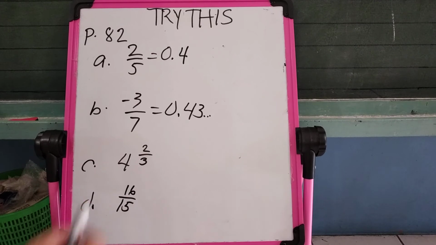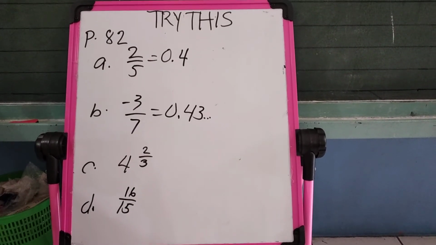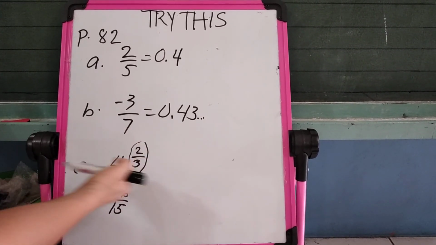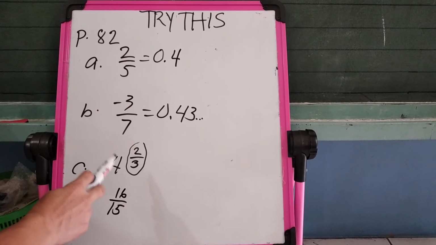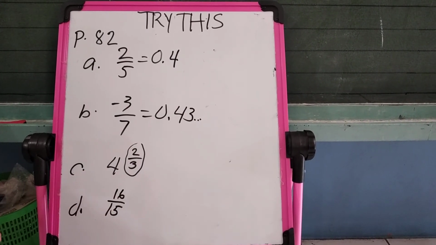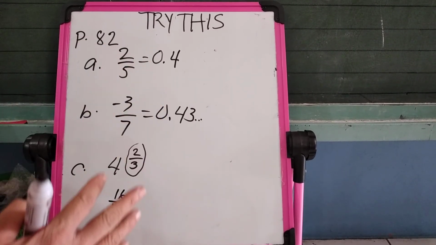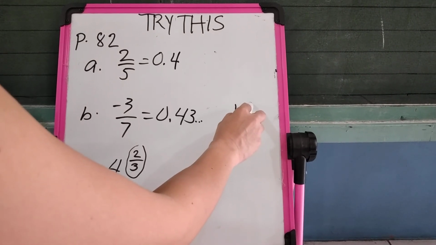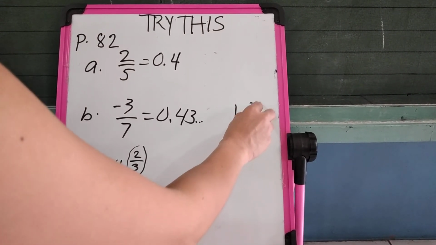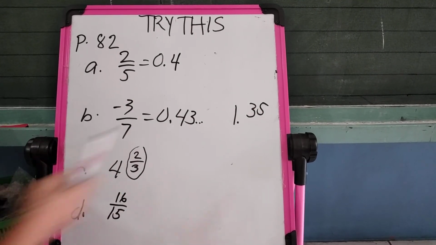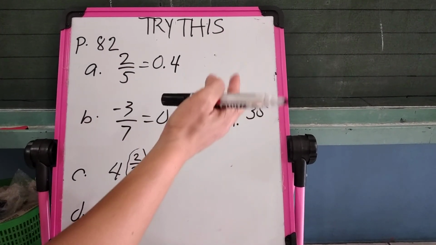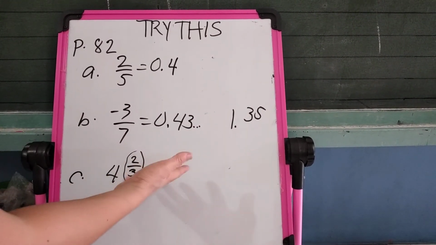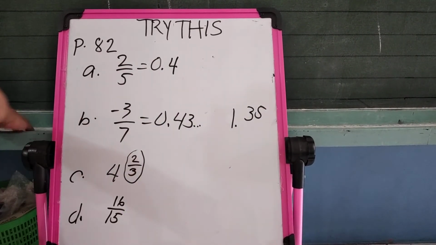Okay, next, we have a mixed number. I have a technique here. If it's a mixed number, just convert the fraction. Because if we read this, it is read as 4 and 2/3. So remember, in decimal, 1 and 35 hundredths, right? That's how we read it. 1 and 35 hundredths. And here the decimal point is like a separation between your whole number and the decimal.